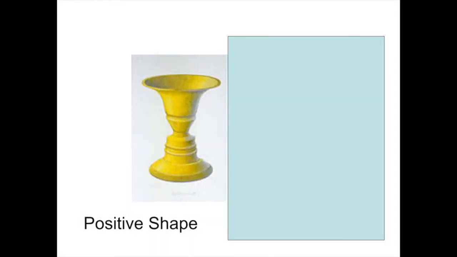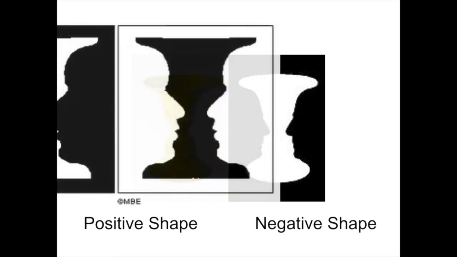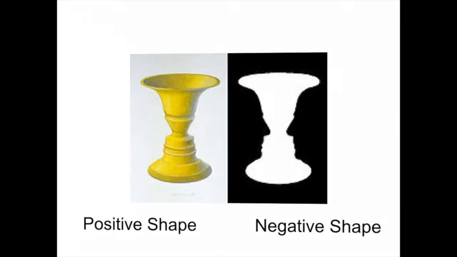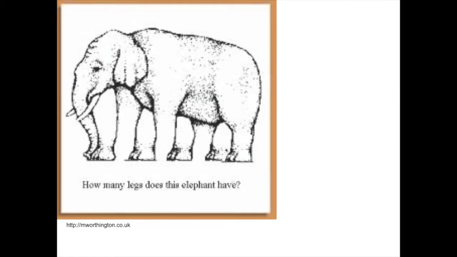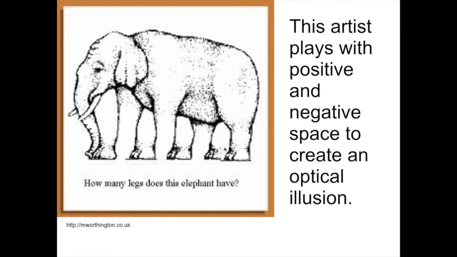Take a look at this vase. That's the positive space. Can you see anything in the negative space? Notice it looks like 2 faces looking at each other. See the noses in the middle? In this piece, the artist completely focuses on the negative space to make the letters stand out to the viewer. Sometimes an artist plays with the positive and negative space to create optical illusions.